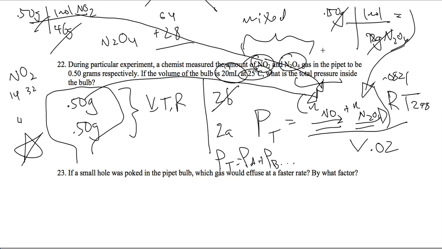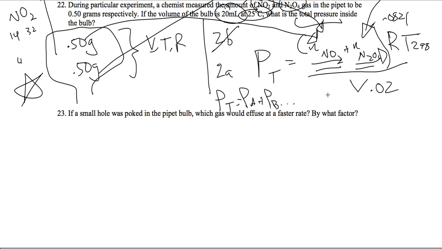We have a mixed gas situation. We are asked for P total. We have the same V, we have R, and we have T. Therefore, we convert both of these to moles, and we plug those moles into the balanced equation, and we're good.